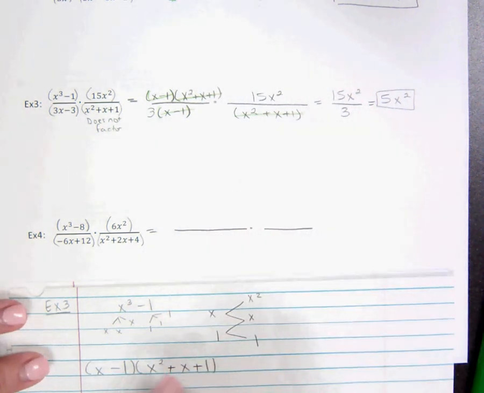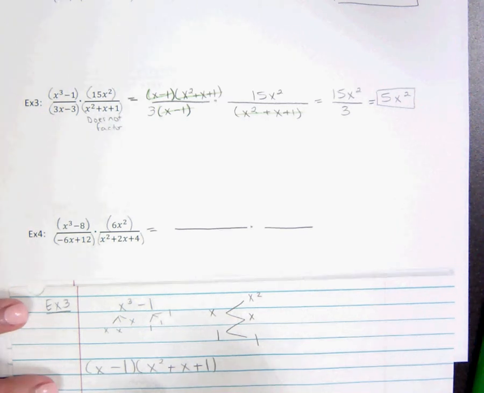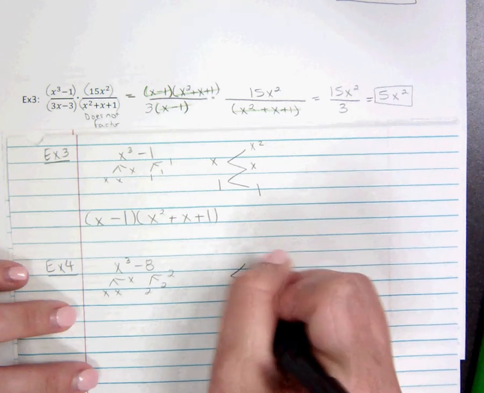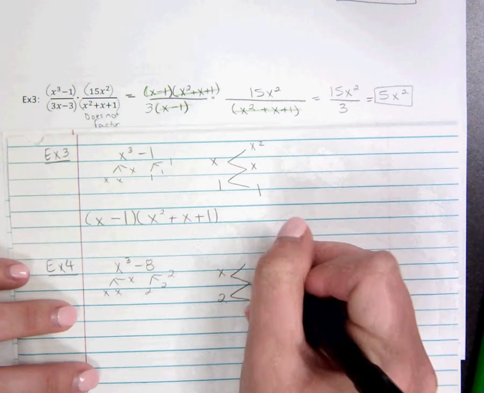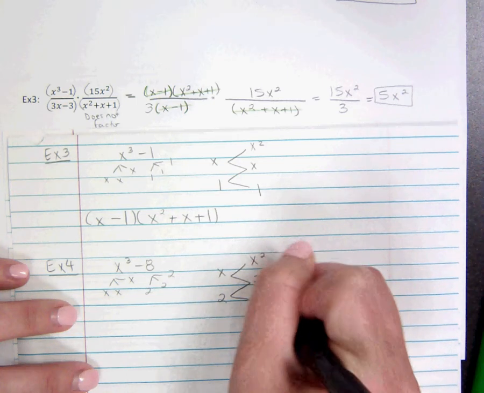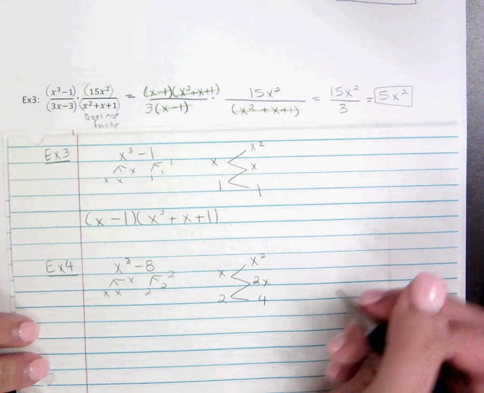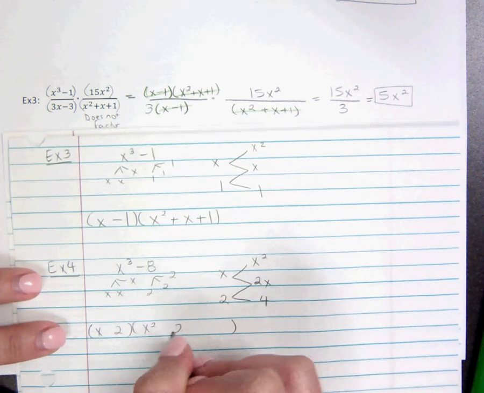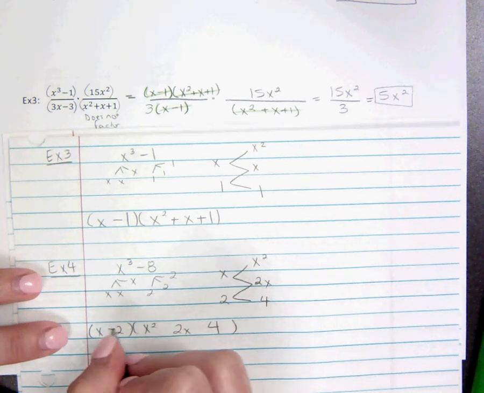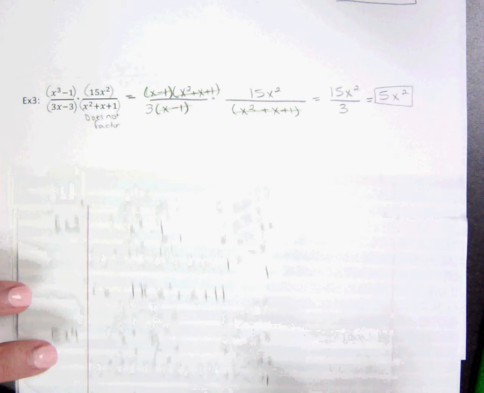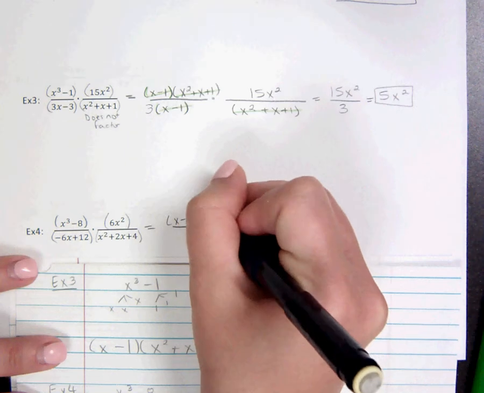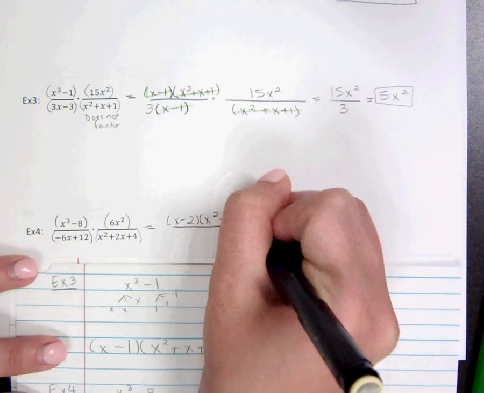So we have x cubed minus 8. That's x times x times x. 2 times 2 times 2. Oh, you can't see what I'm doing. So x and 2. Then it'll be x squared, 2x, and 4. So we'll have our binomial and our trinomial. Same, opposite, add. So that factors into x minus 2 times x squared plus 2x plus 4.